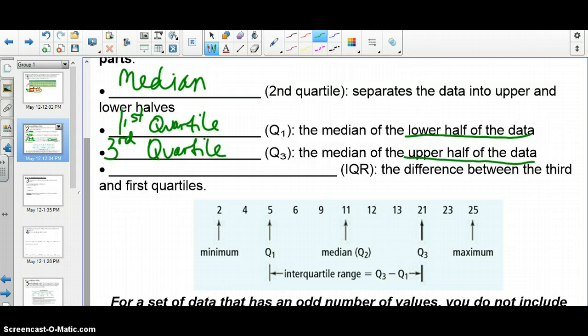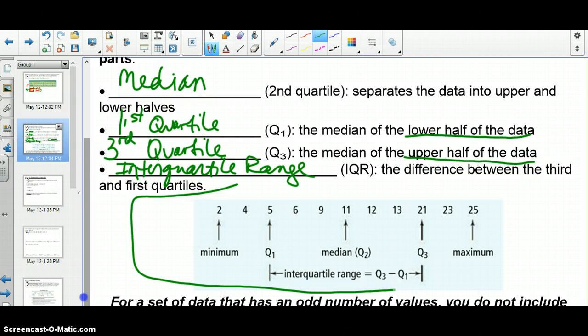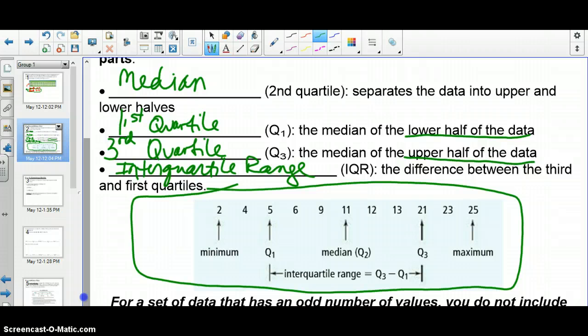Okay. The next thing you need to know is the interquartile range. The interquartile range is just the difference between the third and first quartile. So it's Q3 minus Q1. Here's a nice picture of data that's divided up into these quartiles. Your median is always the middle value, and quartile 1 is always the middle of the values that are in the lower half. Quartile 3 is always the middle of the data values in the upper half. And then the interquartile range is Q3 minus Q1.